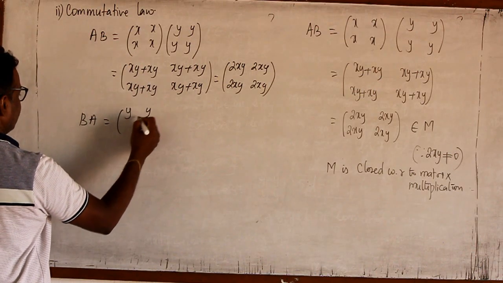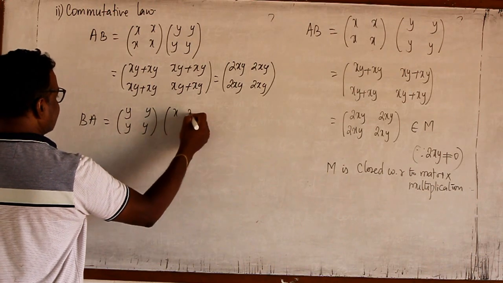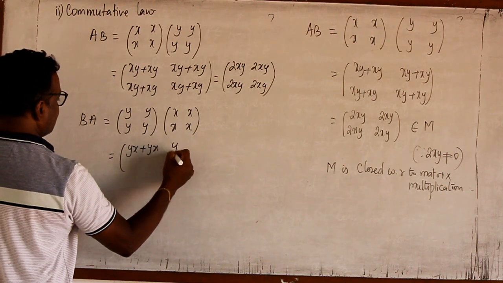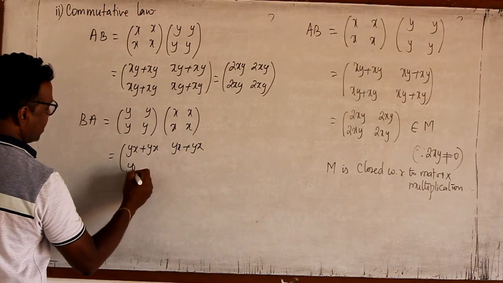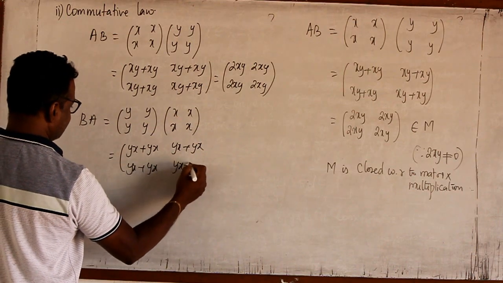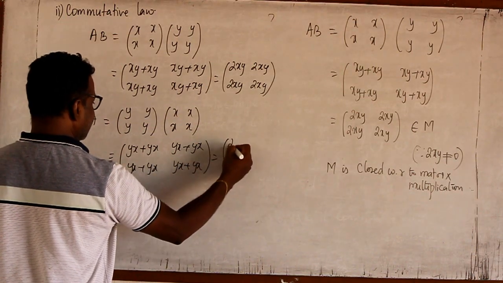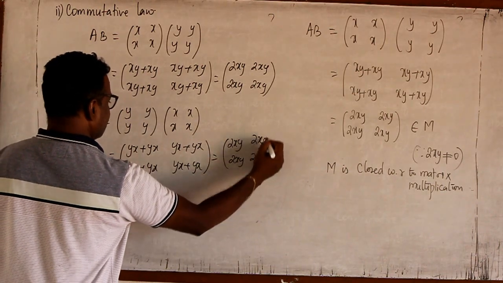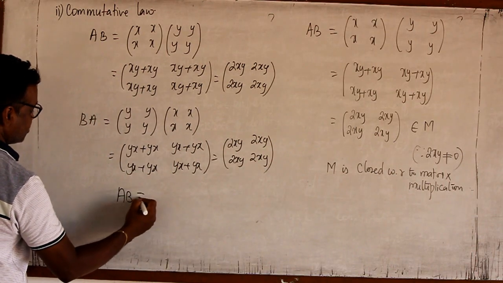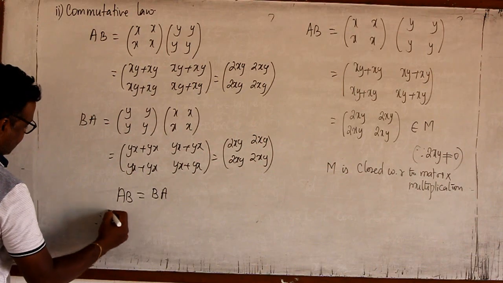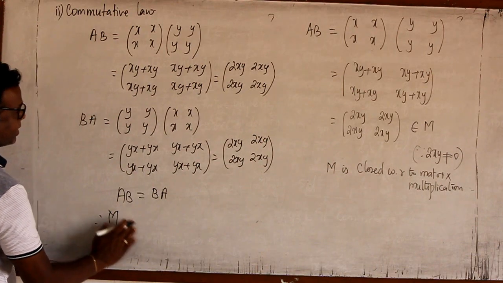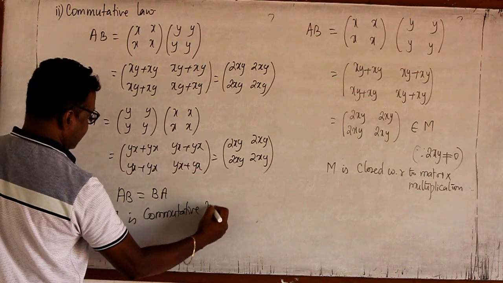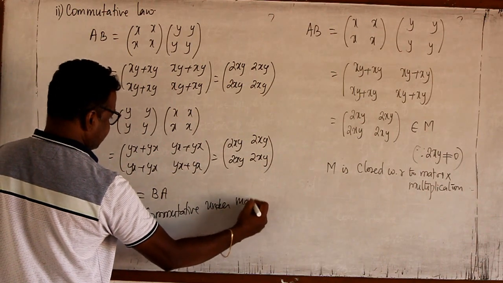Normally matrix multiplication won't be commutative, but for this kind of set, BA will be [y y; y y] into [x x; x x]. We write this as yx plus yx in every entry. That is equal to 2xy itself, 2xy, 2xy, 2xy. Therefore, here AB equals BA. Therefore, M is commutative under matrix multiplication.